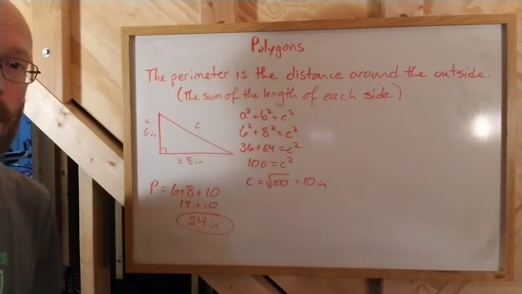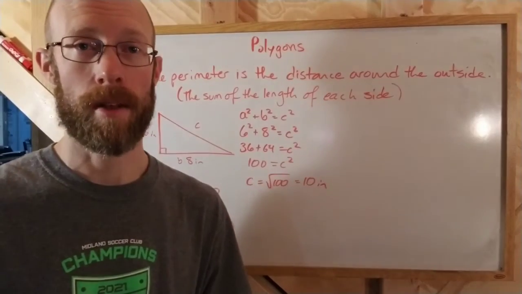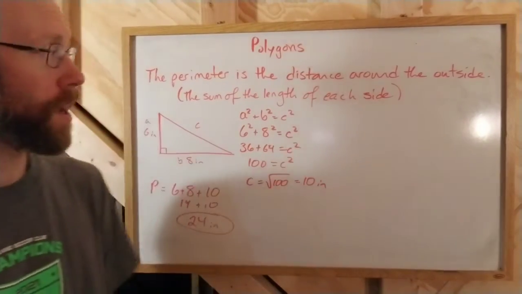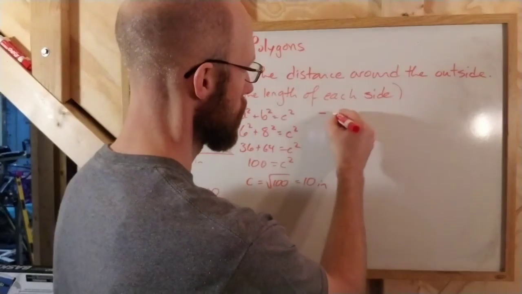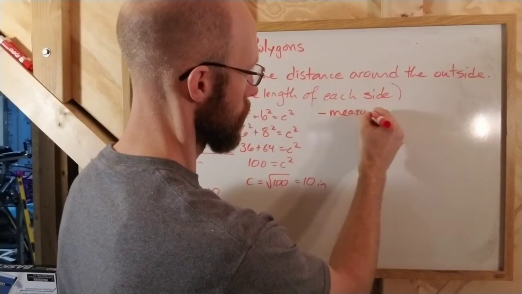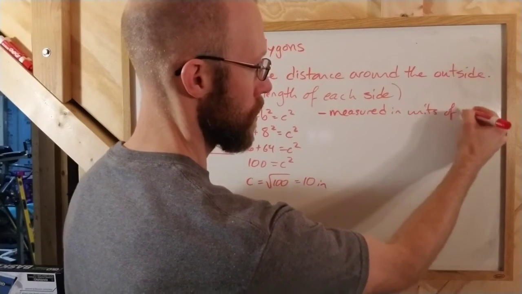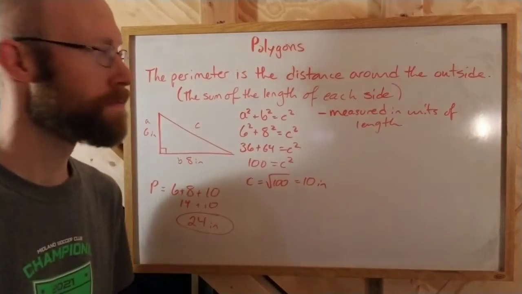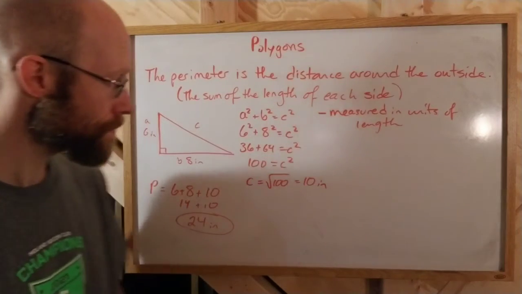Now the thing about perimeters, their units are always in units of length. Inches, feet, meters, kilometers, those sorts of things. So they're always measured in units of length. In fact, maybe I'll put that up here. Measured in units of length. Okay? So just keep that in mind.